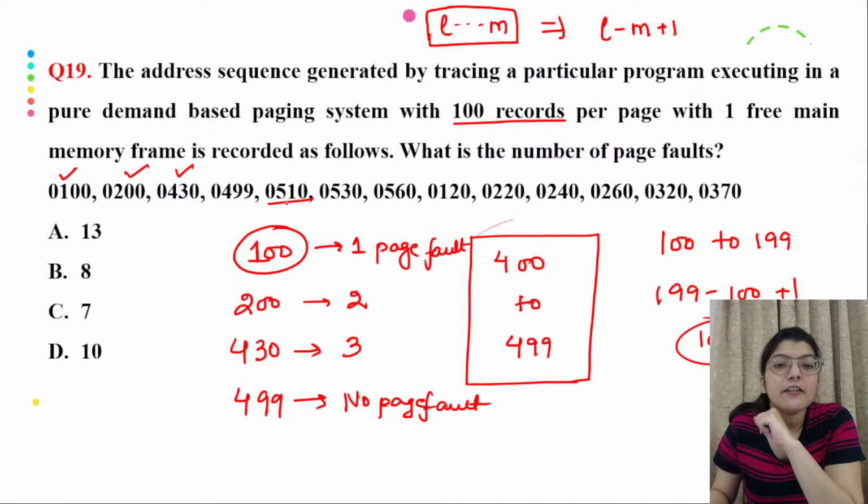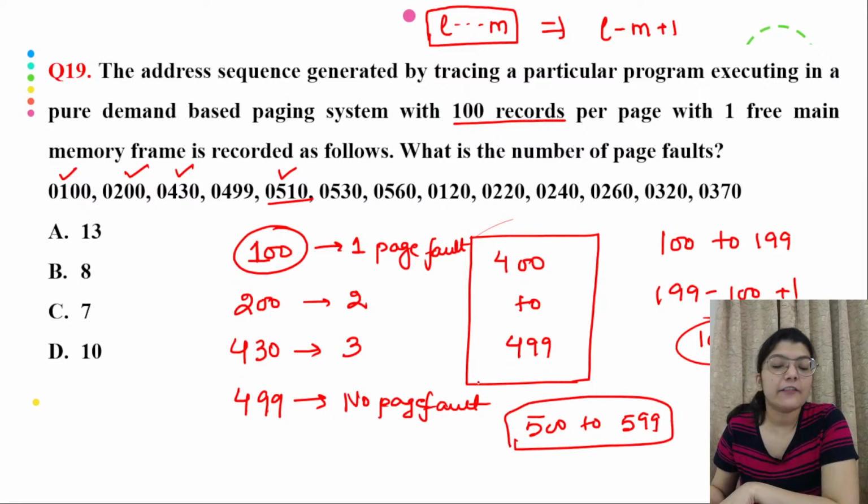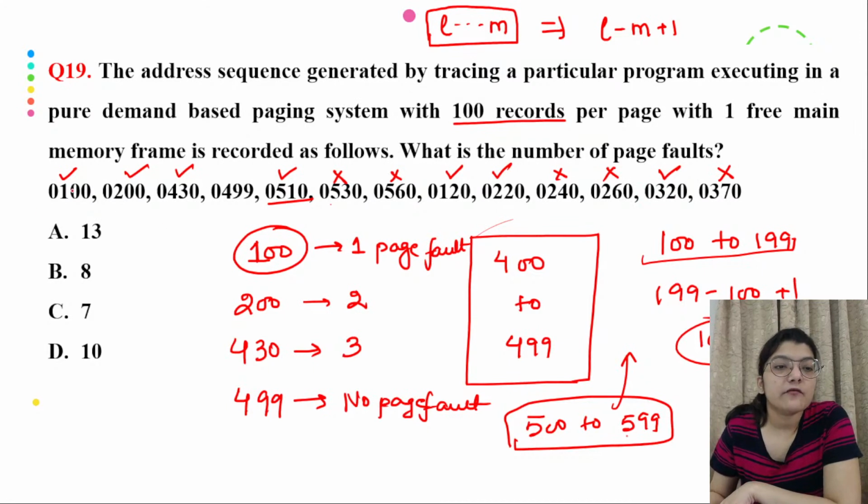Now 510: it is not in this block, so I will bring it from memory. So what is the range of 500? 500 to 599. All the ones that are in this range will have no page fault. So 530 will come in this range, no page fault. 560 will come in this range, no page fault. Now 120 is needed, so again we have to move this range out and bring the range 100 to 199. So this will be a page fault. This will again be a page fault because it is not in this range. This won't be a page fault, this won't be a page fault, but again this will be a page fault and this won't be a page fault. So total page faults are 1 2 3 4 5 6 7.